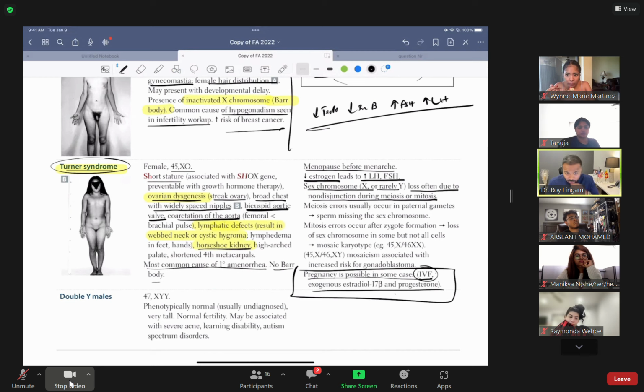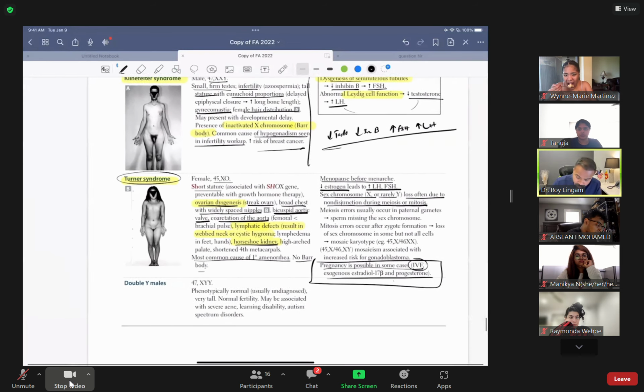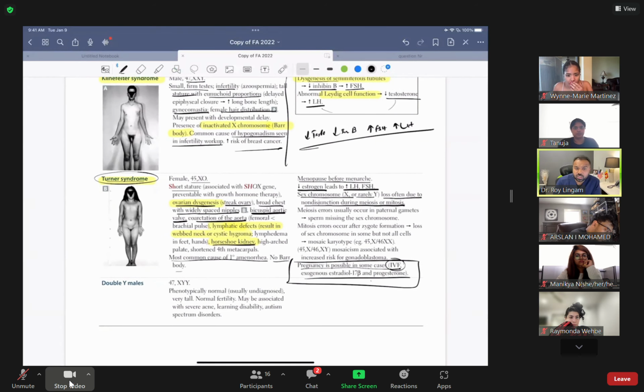Now, remember, folks, IVF she can, but since in the exam they didn't give IVF, you have to go for the next best option, which is a surrogate pregnancy. Is that clear, folks? So you have to pick the right one among the options, okay? So it's either IVF or surrogate pregnancy, folks, okay? So that's Turner syndrome, okay? Now that's what you need to know for it.